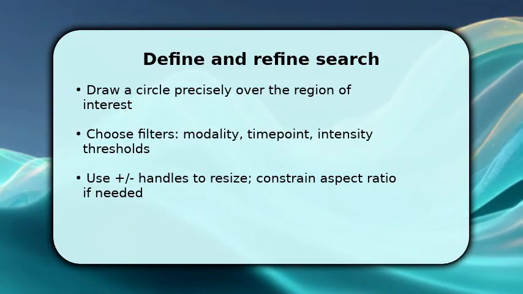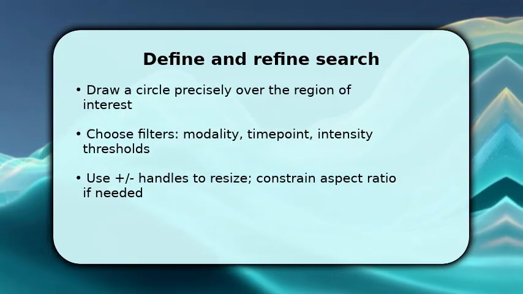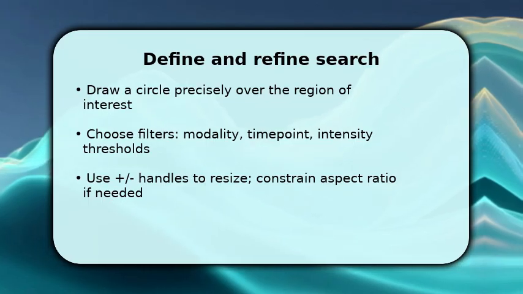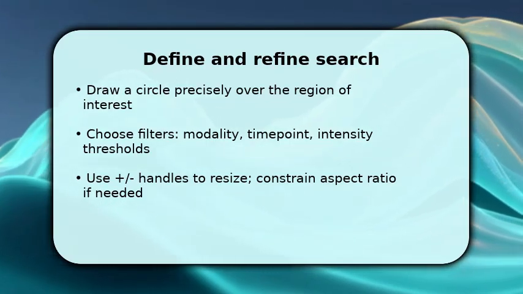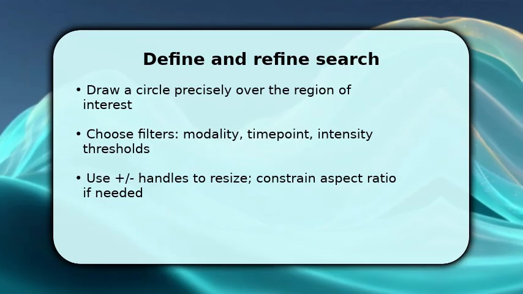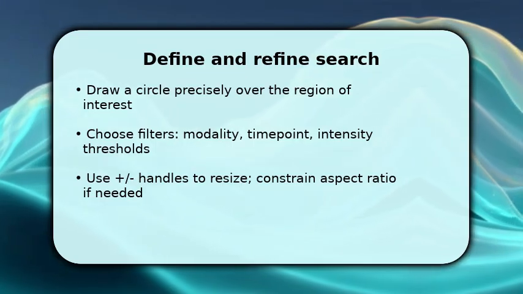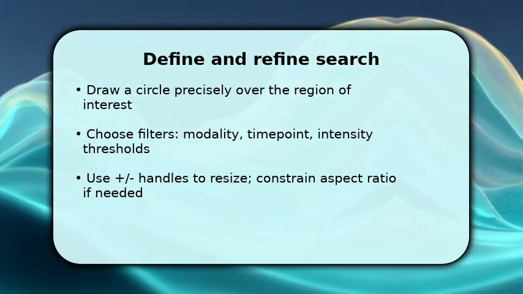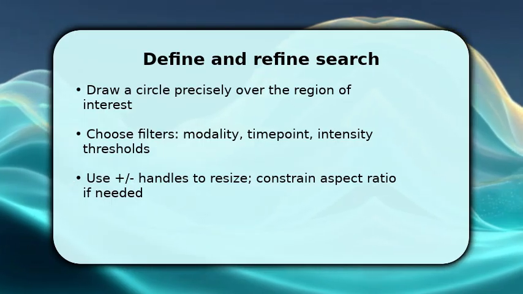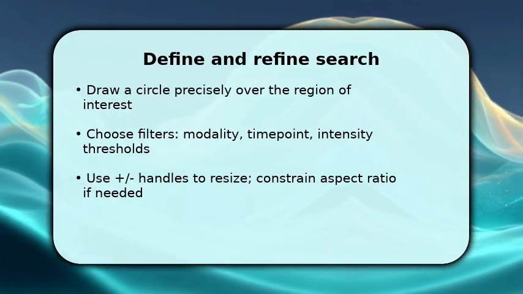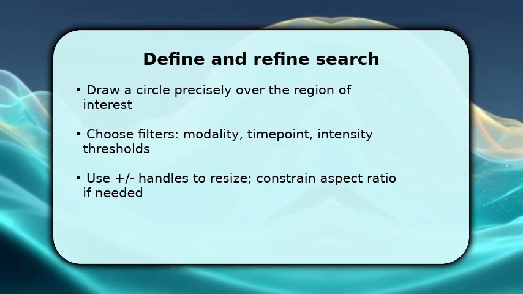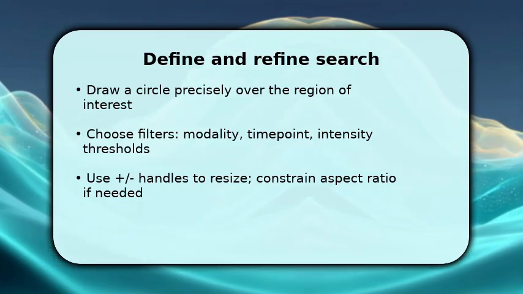Then apply filters, modality, time point, and intensity thresholds to reduce false positives. This explains why results focus on relevant frames. Once done, resize with the handles and hold constraint if you need a perfect shape. Make sure to preview matches after each refinement so you iteratively improve specificity and avoid redoing the whole search.